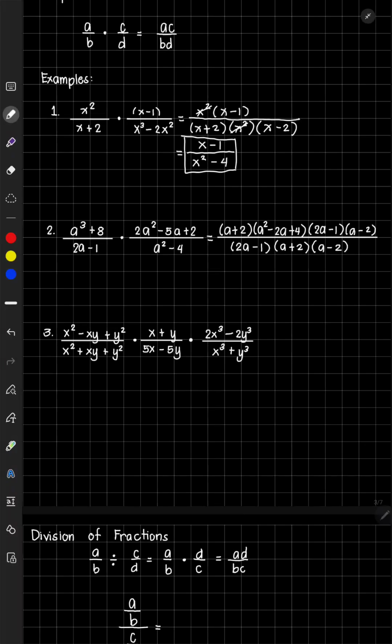So again, you have to find their common factors, the numerator and denominator. We have a plus 2 in the numerator. We also have a plus 2 in the denominator. We don't have a squared minus 2a plus 4 in the denominator, so let's not cancel that one. But we have 2a minus 1 in the numerator, and we also have that one in the denominator. The same is true with a minus 2, so we have to cancel that out. So the answer for number 2 will be a squared minus 2a plus 4, and that would be the final answer.